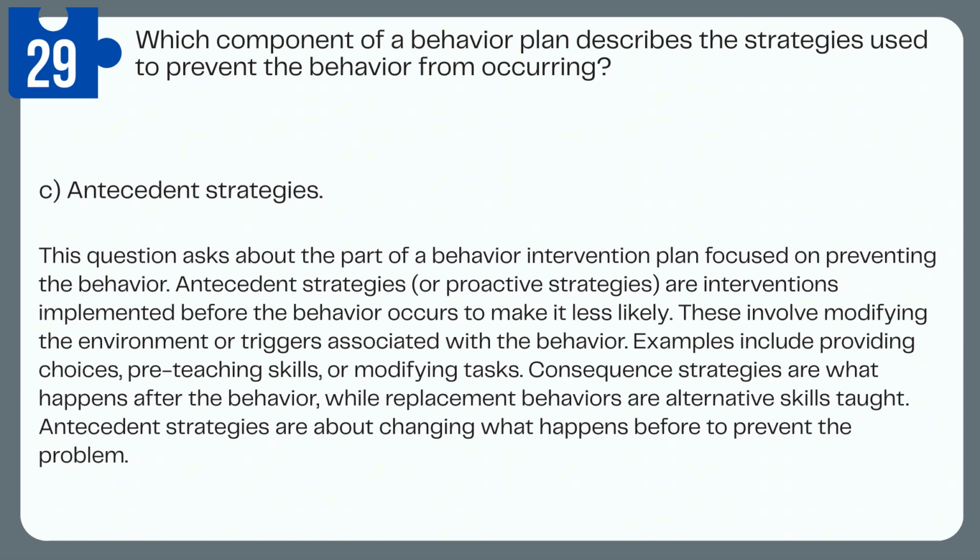Answer: C. Antecedent strategies. This question asks about the part of a behavior intervention plan focused on preventing the behavior. Antecedent strategies, or proactive strategies, are interventions implemented before the behavior occurs to make it less likely. These involve modifying the environment or triggers associated with the behavior. Examples include providing choices, pre-teaching skills, or modifying tasks. Consequence strategies are what happens after the behavior, while replacement behaviors are alternative skills taught. Antecedent strategies are about changing what happens before to prevent the problem.